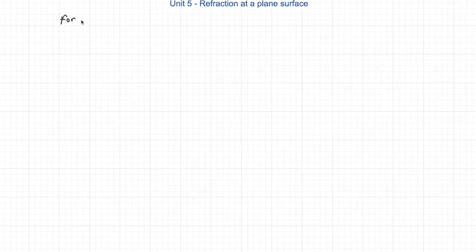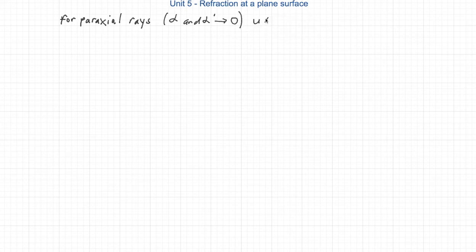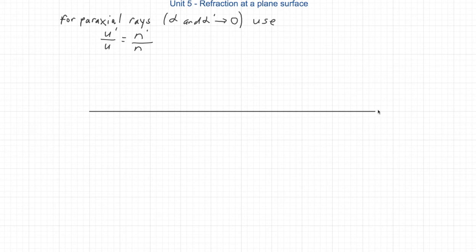Now for paraxial rays, remember these are rays that are close to the optical axis. Therefore, alpha and alpha prime are really, really small. There's a simplified formula you can use to determine the object and image distances. And the formula is u prime over u equals n prime over n. So let's explain what these variables mean.